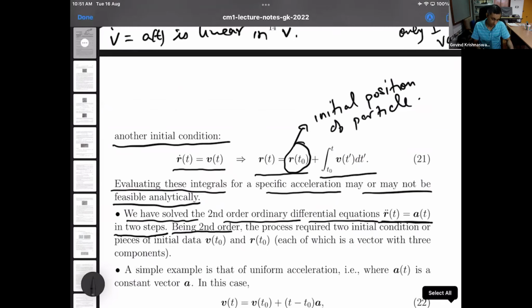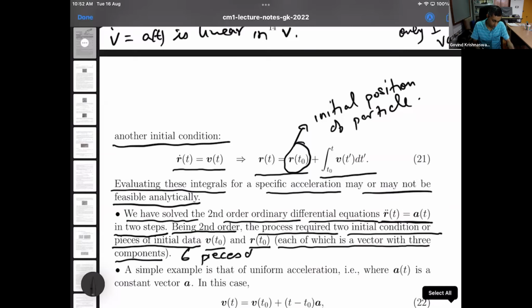Being second order, the process required 2 initial conditions or 2 pieces of initial data, namely the initial velocity and the initial position. Though I say there are 2 pieces, each of them itself is a vector. Each of them is a vector with 3 components. So in effect, you need 6 pieces of initial data. When I say pieces, I mean really 6 real numbers. You need all of that in order to perform this integration.